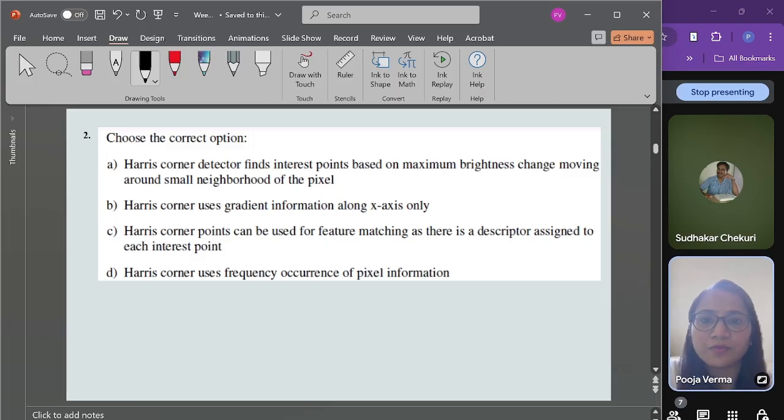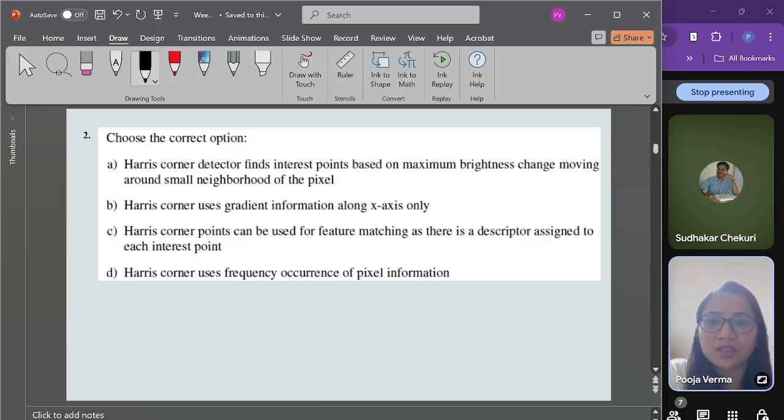Harris corner detector finds interest points based on maximum brightness change as it moves around a small neighborhood of the pixel. We have already solved the previous question based on that only, because for a small neighborhood of the pixel we have seen upward, downward, left or right. We have calculated with the center pixel.